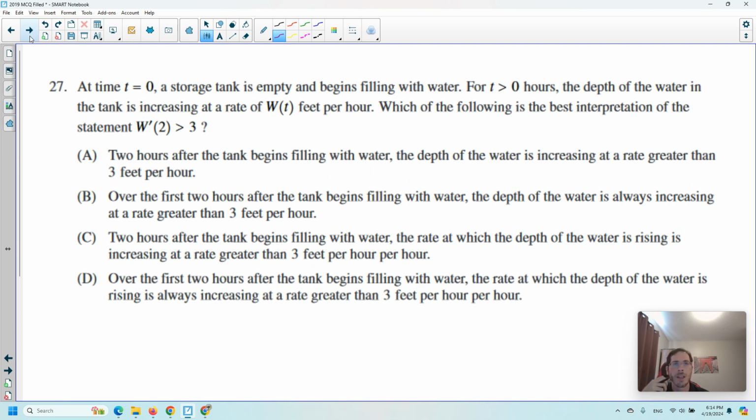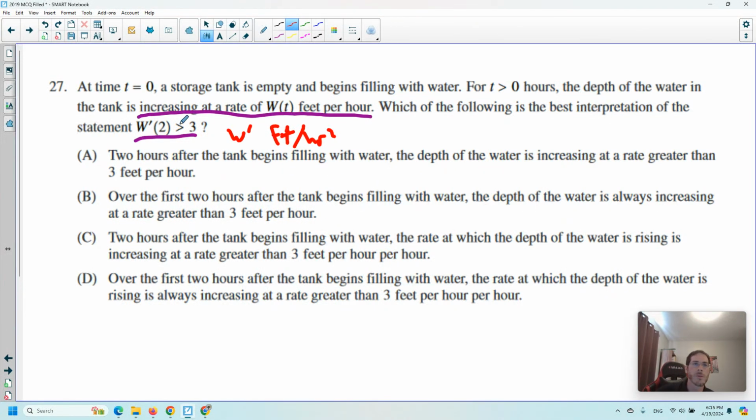Time t equals 0, tank's empty, fills with water. Time t is greater than 0, depth of the water is increasing at a rate of w of t feet per hour. So we're increasing at a rate of w of t feet per hour. Best interpretation of w prime of 2 is greater than 3. So if w is feet per hour, w prime is feet per hour squared. So we got to find something that's a feet per hour squared, or the rate is changing.